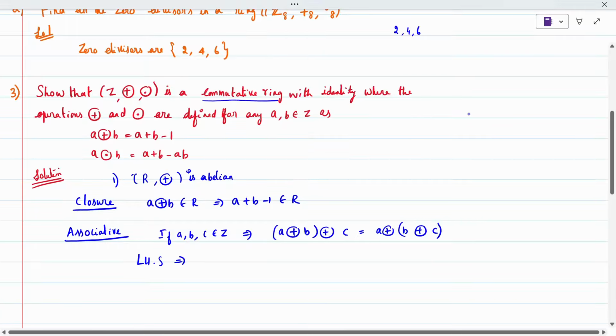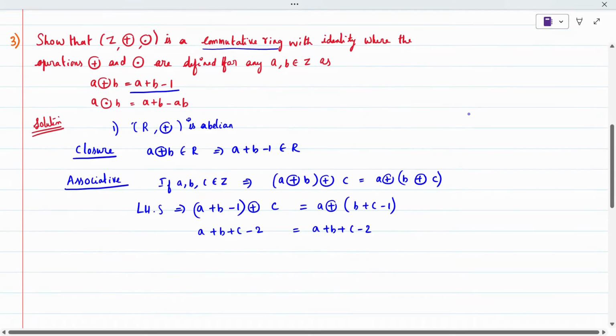For the left hand side, when I apply A plus B as per the definition, I write A plus B minus 1, plus operation C. Writing it again, A plus B plus C, 1 already minus 1, now another 1, so minus 2. That is the left hand side. Same way for the right hand side, A plus as it is, B plus C I write as B plus C minus 1. Again writing, A plus B plus C minus 2. So left equal to right. So associative is satisfied.